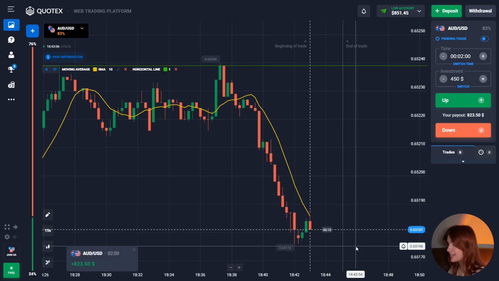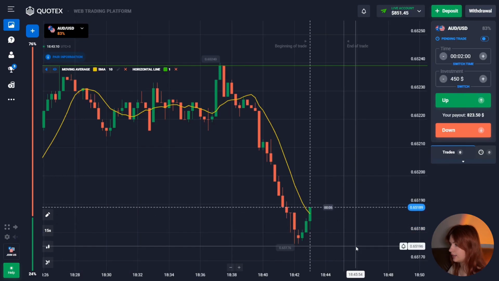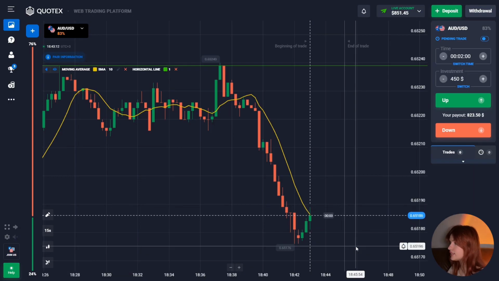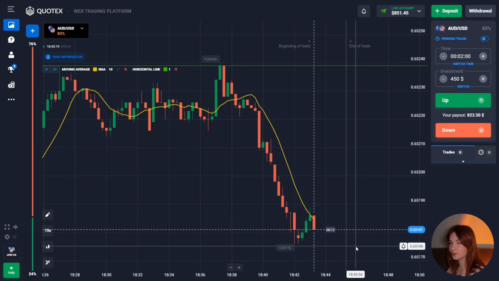Okay guys, that's great. As you can see, the price is moving according to our scenario and shows a good decline. Thus, this deal brought us a confident profit here, and I suggest to continue and consider another trading situation.